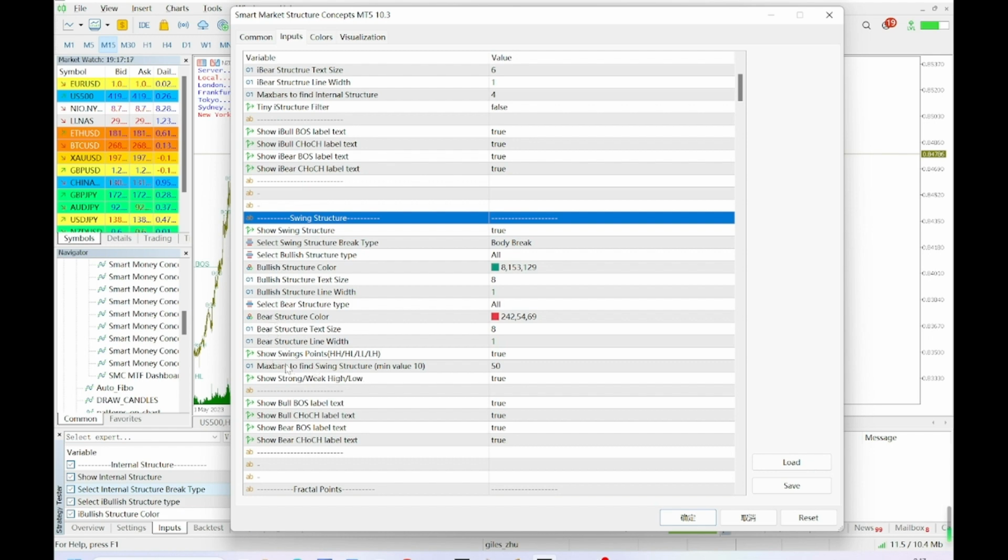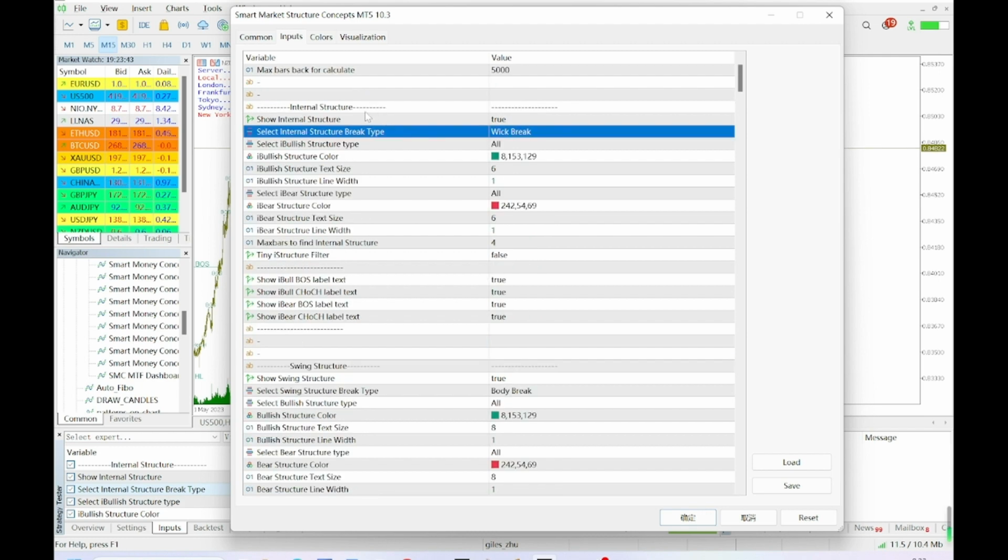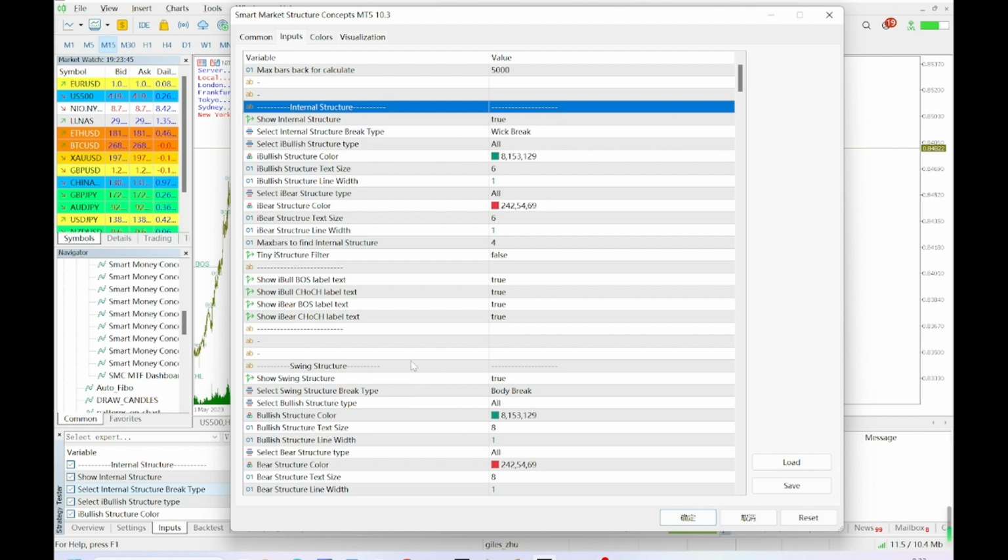The value of max bar for find swing structure determines the number of candles required to confirm the high and low point of the main structure. The default value is 50, which means that 50 candles are needed to confirm the high and low point of a large cycle. Similarly, you can set this value according to your own needs. Some traders like to set it to 30, while others turn off swing structure and only focus on internal structure.